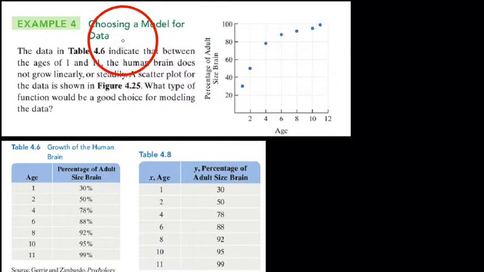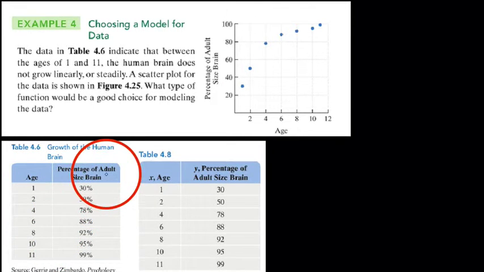In example 4, it says choosing a model for data. It says the data in table 4.6, that's this table over here, indicate that between the ages of 1 and 11, the human brain does not grow linearly or steadily. So we see that a scatter plot for the data is shown here in this 4.25 example. Basically what you see is the age from 1 to 11, and it looks like they don't go through all of the ages here.